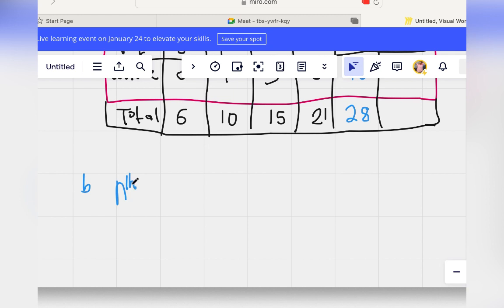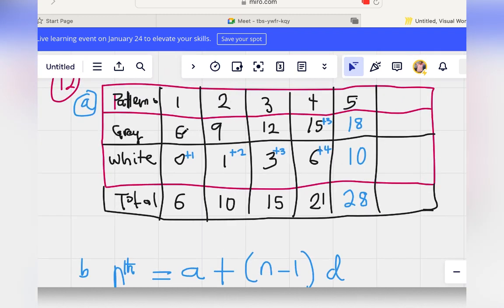Remember, there are many ways to do it. You can use the n term formula, equals the first term, a, plus bracket n minus 1 d. You can use the formula, or we can just look at the sequence and tell what it is. d is the common difference, and the common difference for gray is 3. This is an arithmetic sequence. d is 3, and the first term is 6. So a is equal to 6.